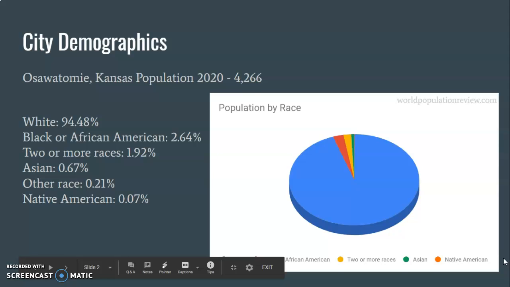First of all, I want to start with the city demographics for Osawatomie, Kansas. Our population is 4,266, and you can see the little pie chart there that separates the population by race. 94.5% are white, African American 2.6, and you can see the other ones. So mainly a white community.